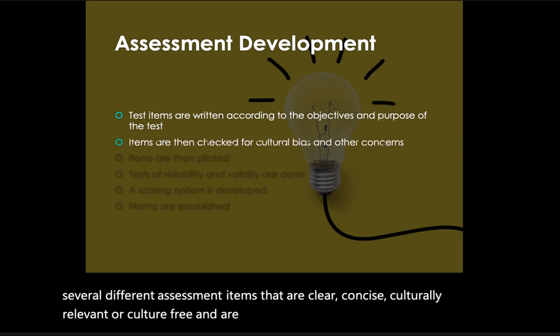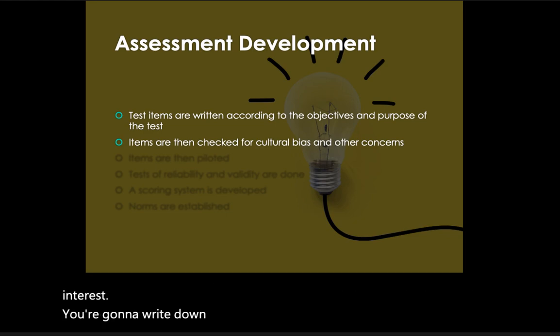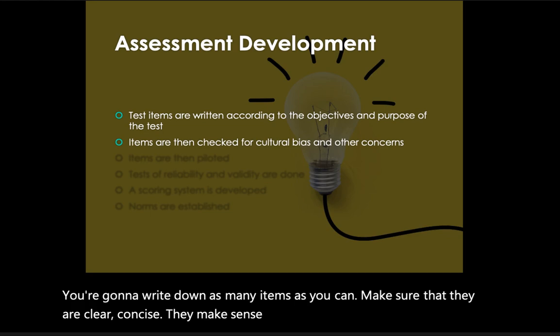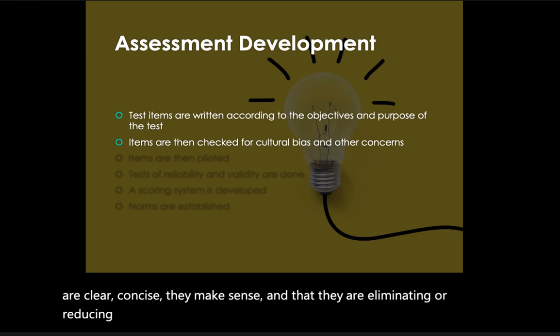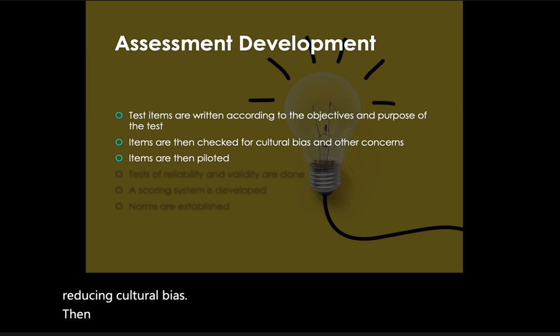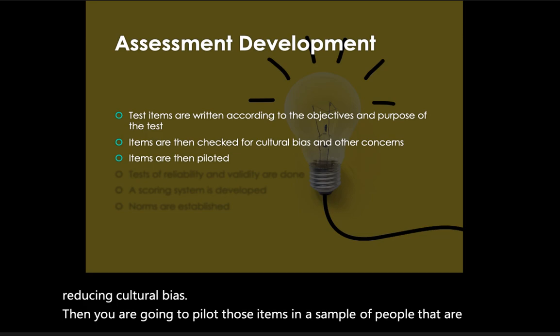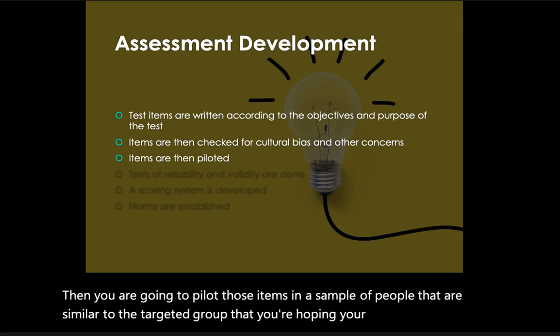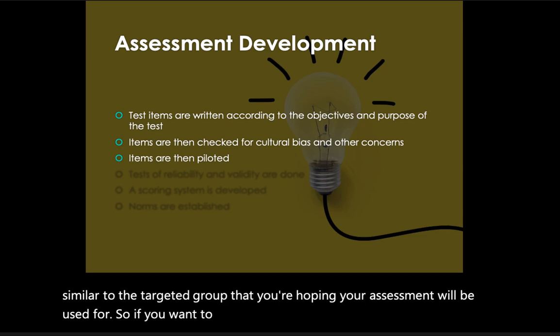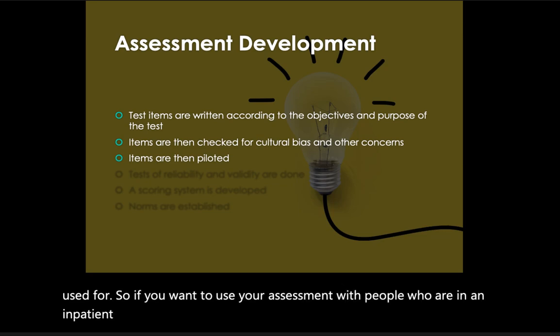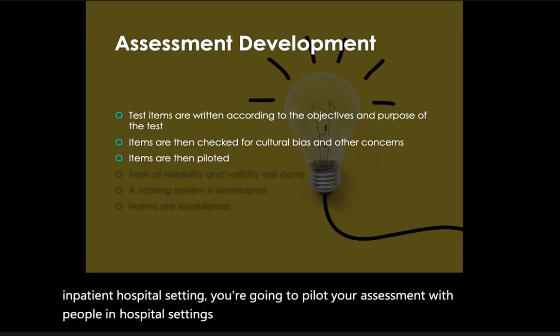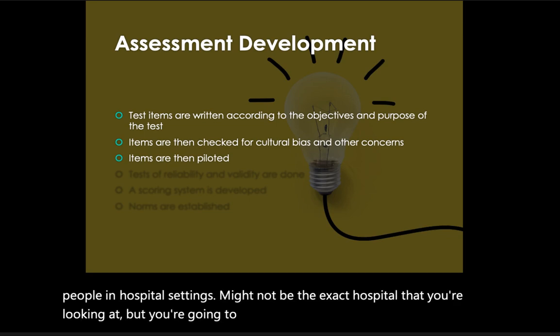and are related to our concept or characteristic of interest. You're going to write down as many items as you can. Make sure that they are clear, concise, they make sense, and that they are eliminating or reducing cultural bias. Then you are going to pilot those items in a sample of people that are similar to the targeted group that you're hoping your assessment will be used for. So, if you want to use your assessment with people who are in an inpatient hospital setting, you're going to pilot your assessment with people in hospital settings. Might not be the exact hospital that you're looking at, but you're going to pilot in a similar hospital.